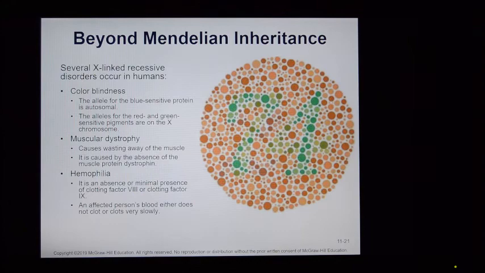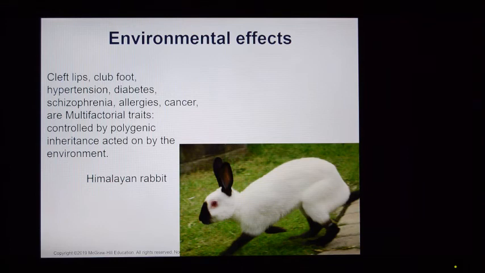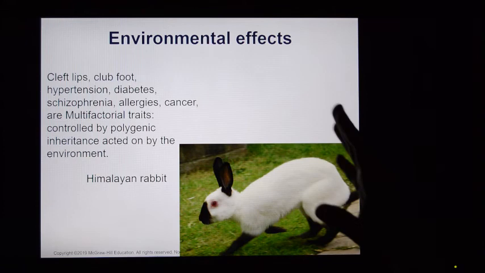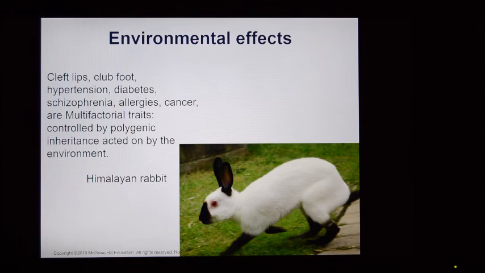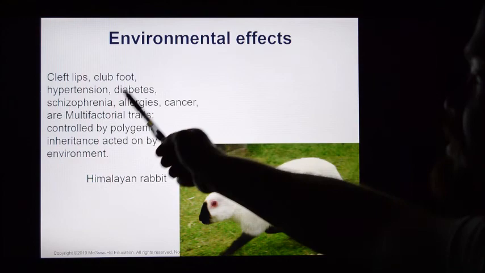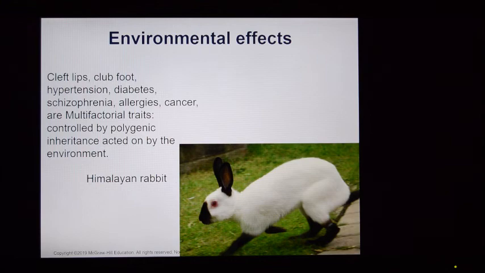And there's also the possibility of having environmental effects on genetics and the phenotypic expression of those genetics. Cleft lips, clubfoot, hypertension, diabetes, schizophrenia, allergies, cancer are all multifactorial traits. They're controlled by polygenic inheritance, but they are acted upon by environmental cues to drive development of those issues. Some folks are just predisposed to diabetes, some to hypertension. That's why it's so important when you go to the doctor, they ask you about your family history. They're trying to find out if you're predisposed towards these conditions so they can monitor them. Environmental influences will bring these about.